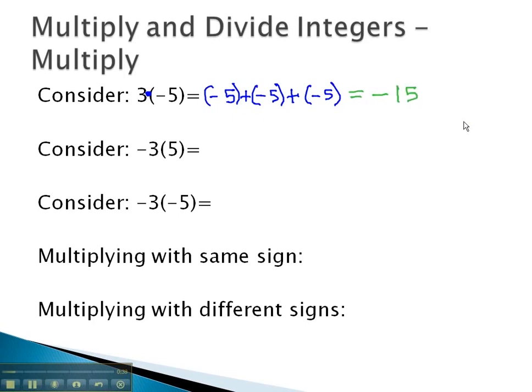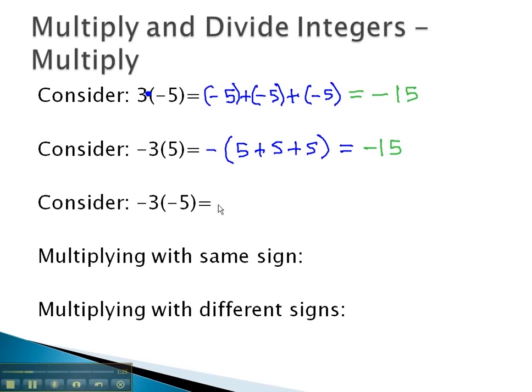Consider minus 3 times 5. Instead of thinking of this as a negative, let's think of it as an opposite. We want the opposite of whatever 3 times 5 is. This means we have the opposite of 3 5s. Well, the 3 5s are 15. And if we take the opposite of it, we get minus 15 as our solution.